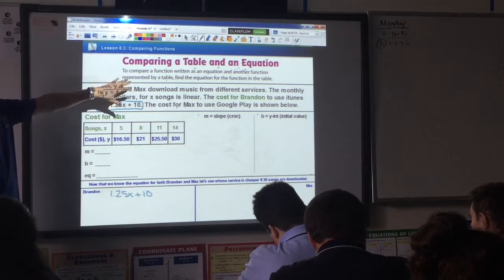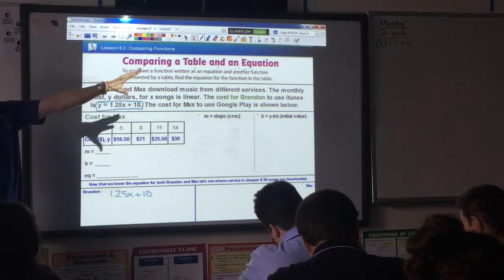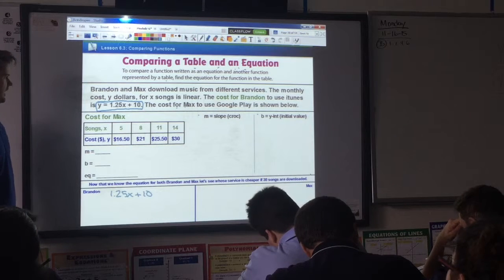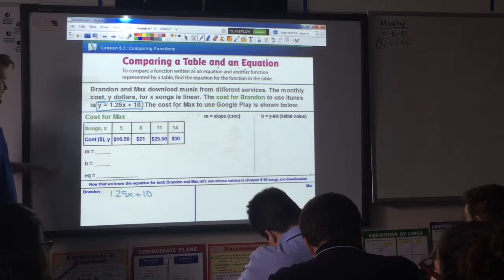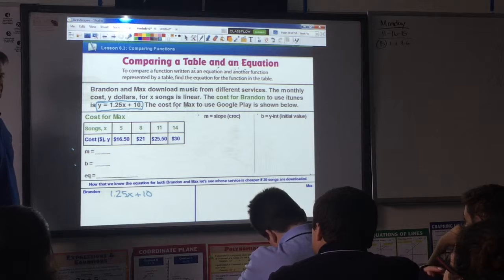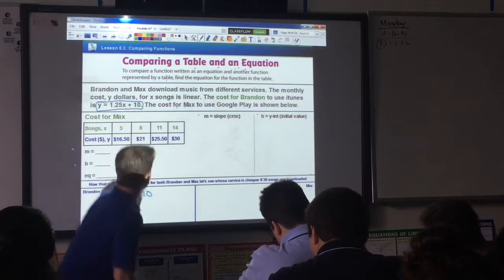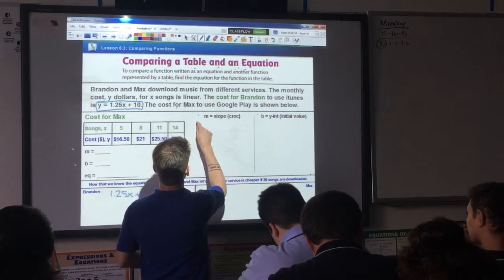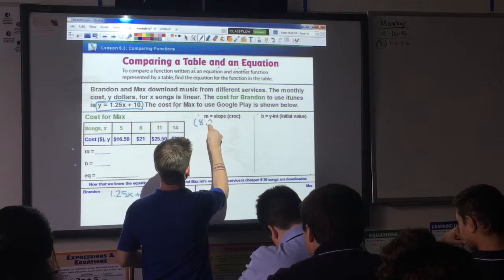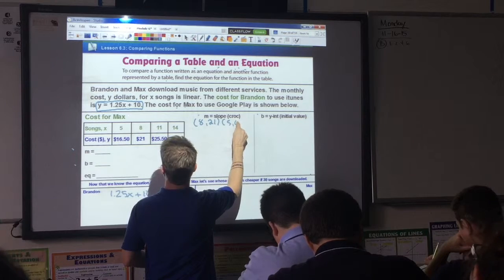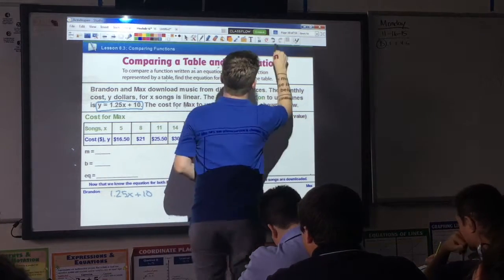Looking at this table, let's go to Sebastian. I want to write an equation for this table. So I need the m and the b. Help me find the m. What are you going to use? What coordinates are you going to use? 21, 8. And 5, 16.50. Let me ask you a question.